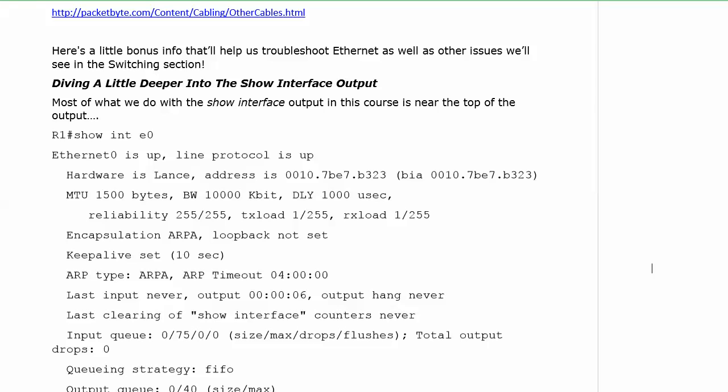Hey gang, thanks for watching this particular bonus video before you head to the hubs and repeaters videos, because I've got a little bonus information here for you, and it deals with the show interface command, particularly show interface E0.